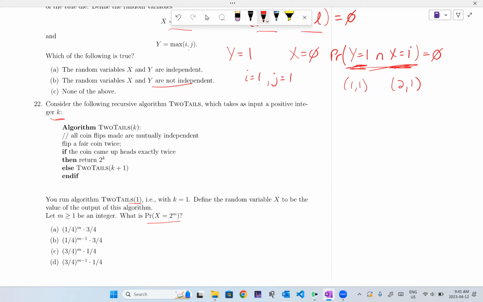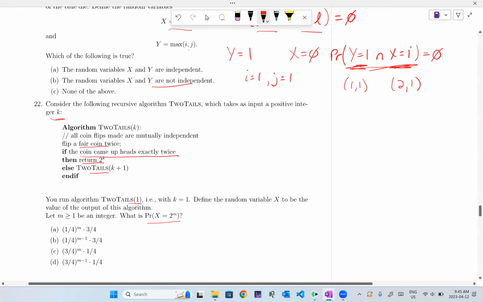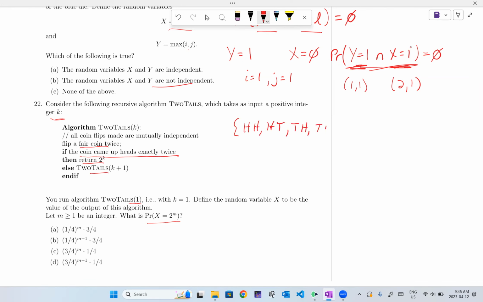Okay, so I flip a fair coin twice. If the coin comes up heads exactly twice, then I exit. Otherwise, I recursively call it. So I'm flipping a fair coin. I have heads-heads, heads-tails, tails-heads, tails-tails as the possible outcomes. Each has probability 1/4, and I keep running this algorithm until I get heads twice.